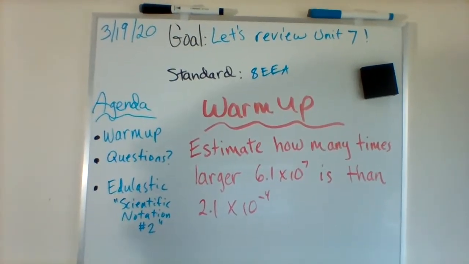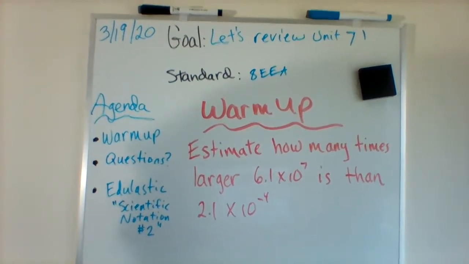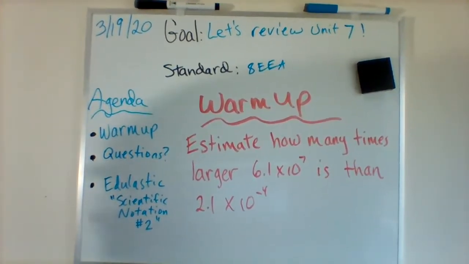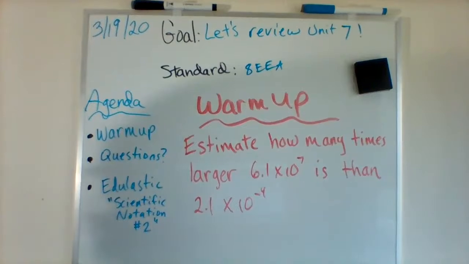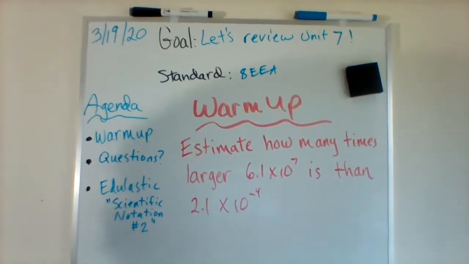Estimate how many times larger 6.1 times 10 to the 7th is than 2.1 times 10 to the negative 4. All right, estimate. I should have circled that word, estimate.